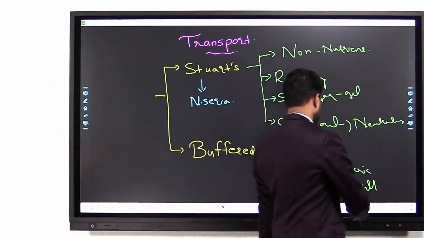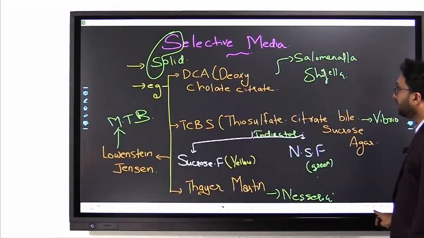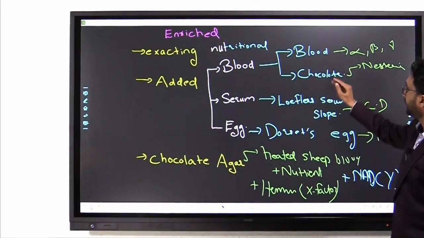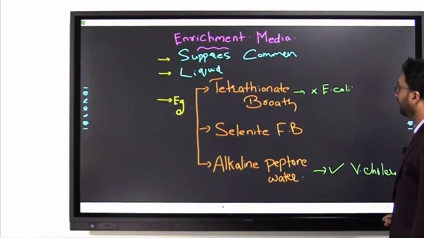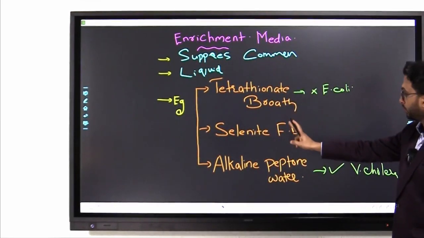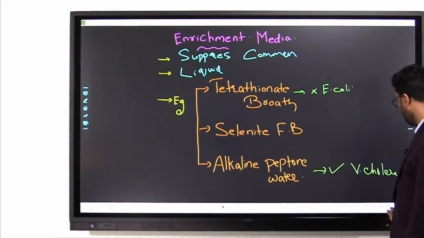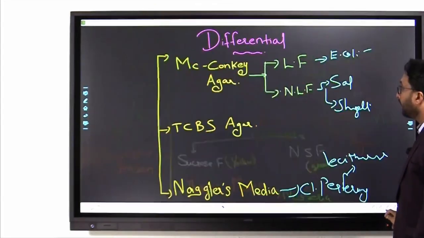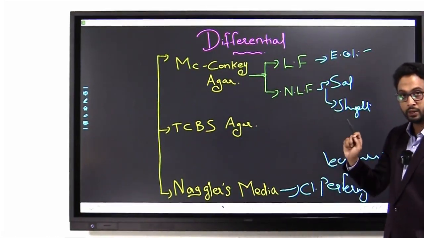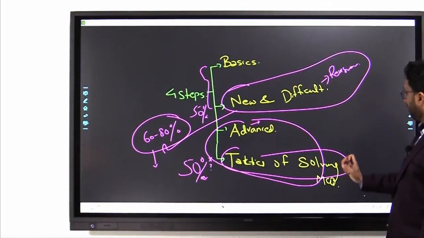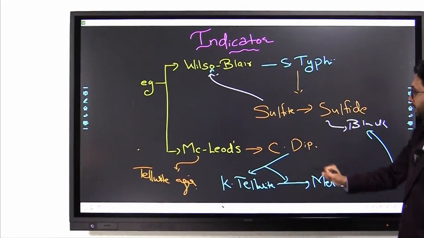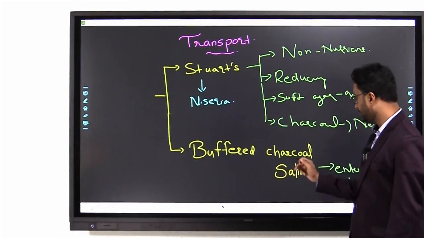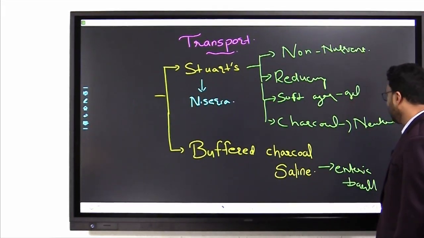Quick review. I want you to study this today. Enriched media: blood, chocolate, Loeffler's serum slope, Dorset's. Now it's very thorough. Enrichment: tetrathionate broth, selenite broth, alkaline peptone water. Selective media: DCA, TCBS, Thayer-Martin and Lowenstein-Jensen. Then differential: MacConkey, TCBS agar, Nagler's media, no confusion. Then indicator: Wilson-Blair, McLeod's. And then we studied transport, which is Stewart's media and buffered charcoal saline media.